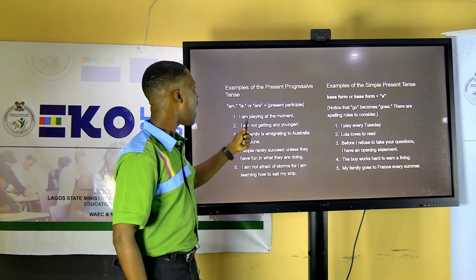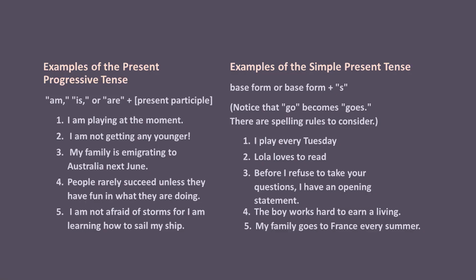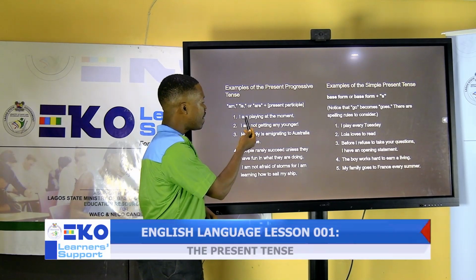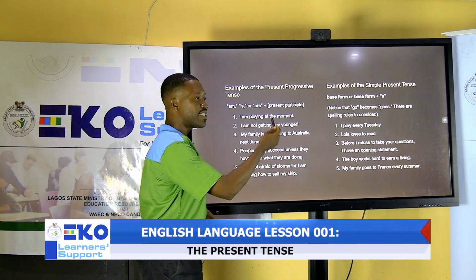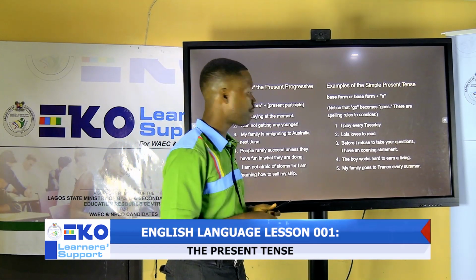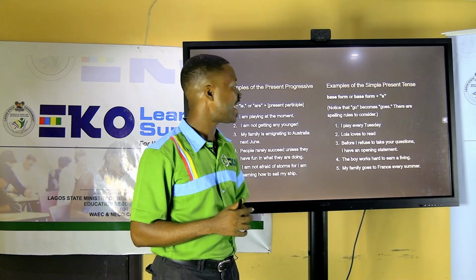For example, I am playing at the moment. I am not getting any younger. My family is emigrating to Australia next June. People rarely succeed unless they have fun in what they are doing. I am not afraid of storms, for I am learning how to sail my ships. You notice that we have the auxiliary verbs in them. Then we also have the verb plus the ing, which is the present participle. I hope we have gotten that.